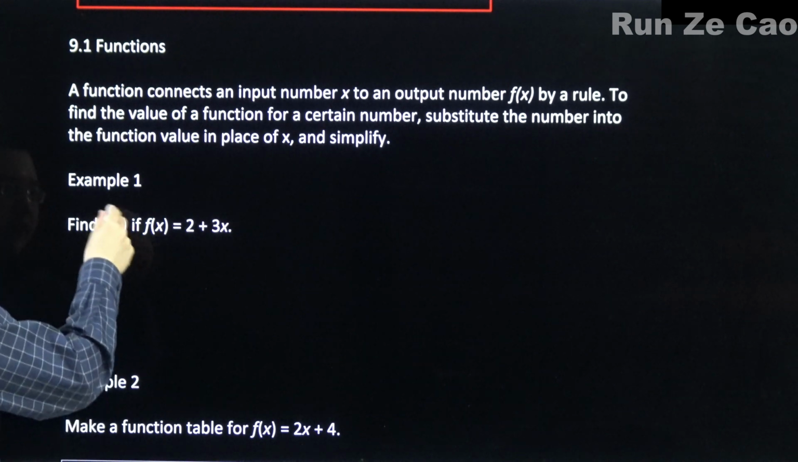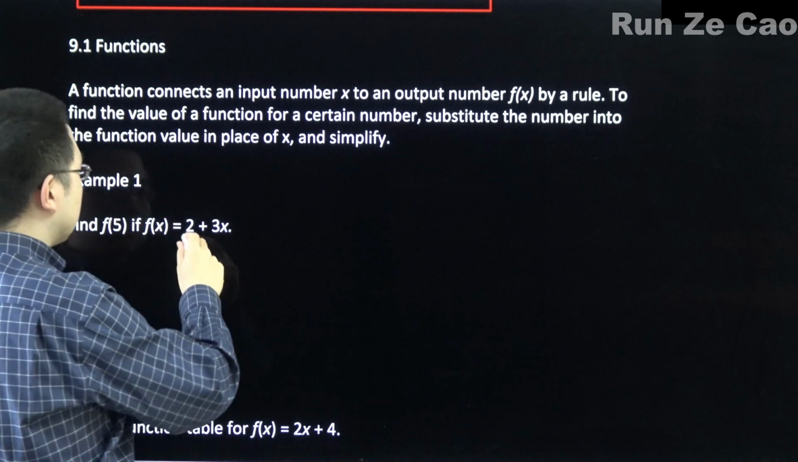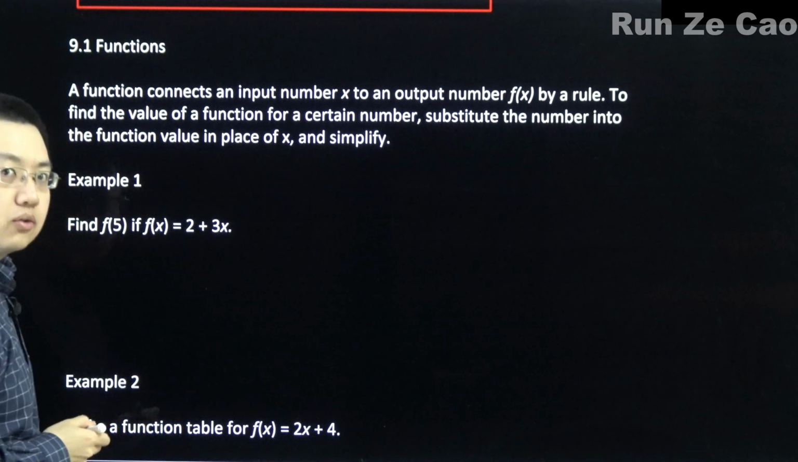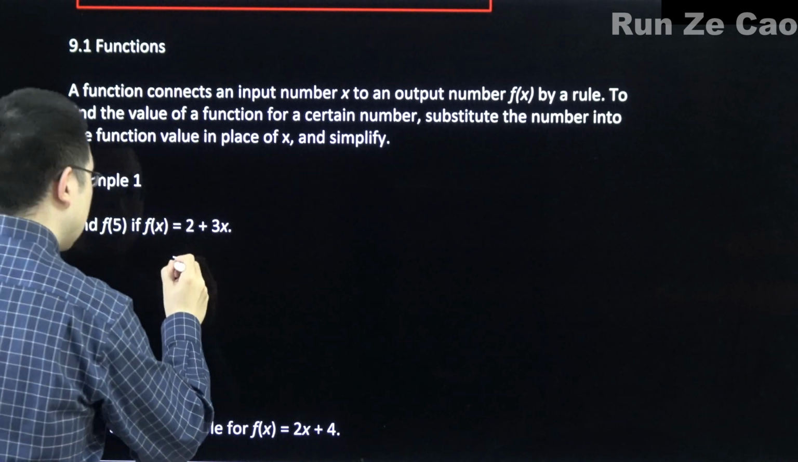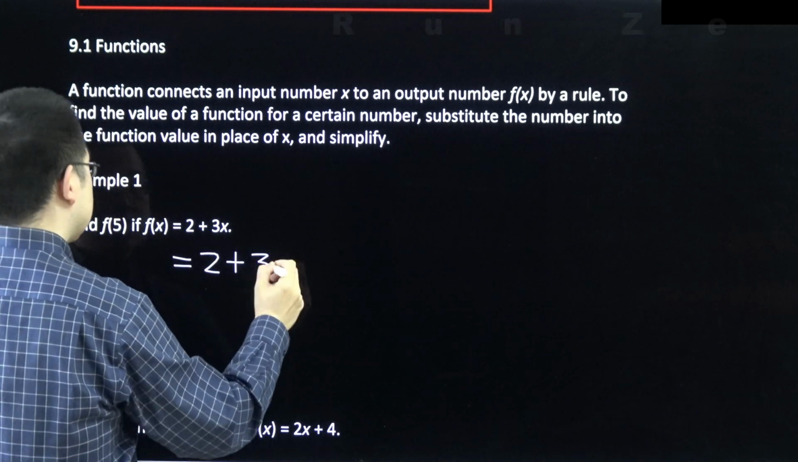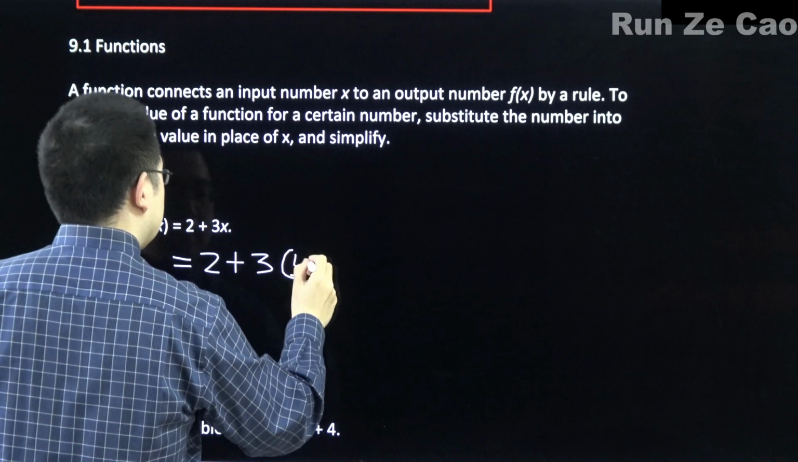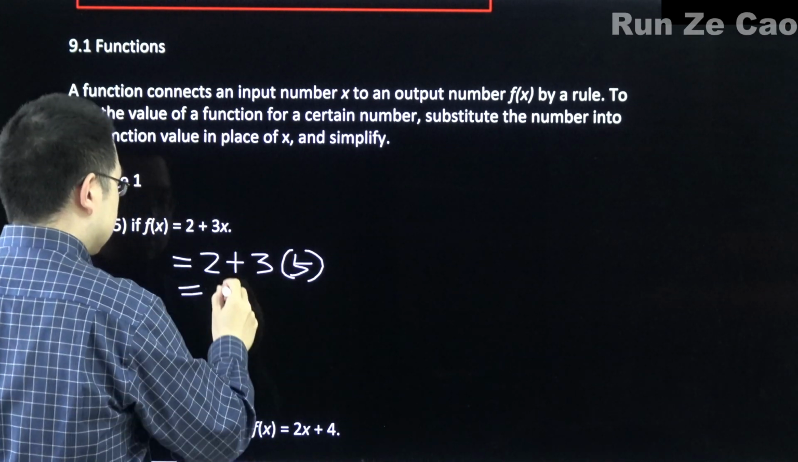So the function value at 5, if f of x is equal to 2 plus 3x, would be, well, you substitute 5 in for the x, and that gives you 17.